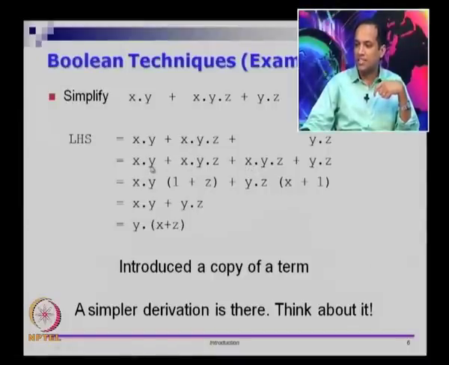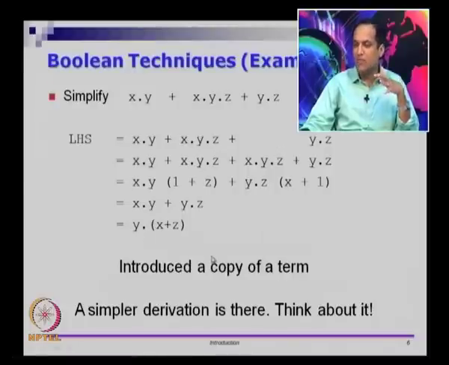Once we do that, we can see that x and y is common to these two terms and y and z is common to these two terms, and this will let us simplify things. So x and y and 1 or z, this 1 or z goes away, x or 1 goes away, so it gives us x and y plus y and z, and y is common between these two terms, so I can write it as y and x plus z. So in this example we introduced a copy of this term x and y and z, and we got to y and x plus z.